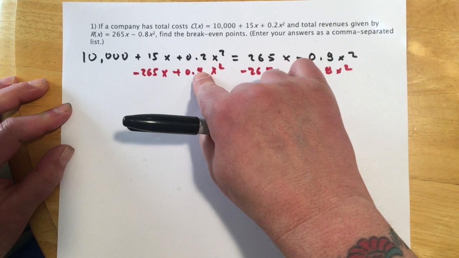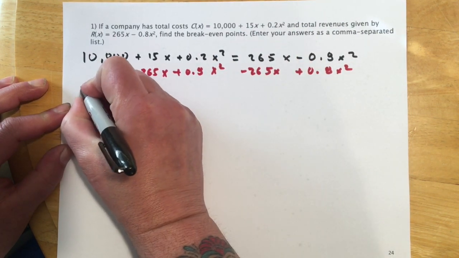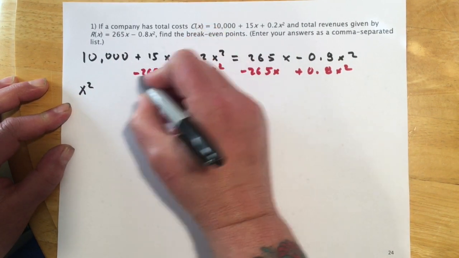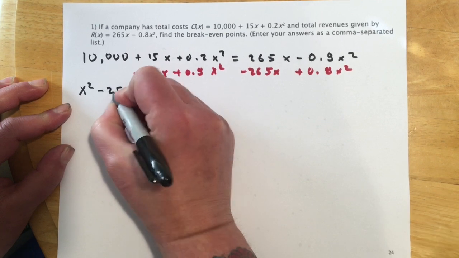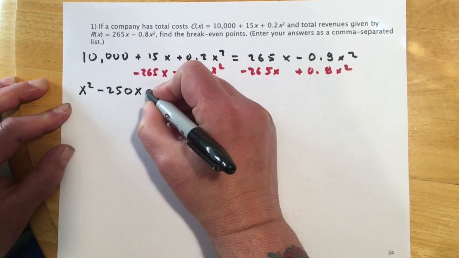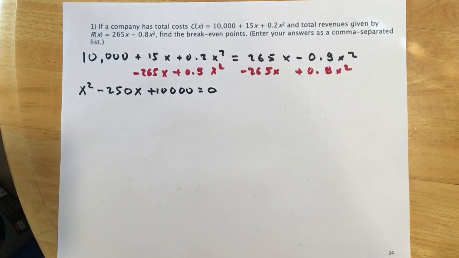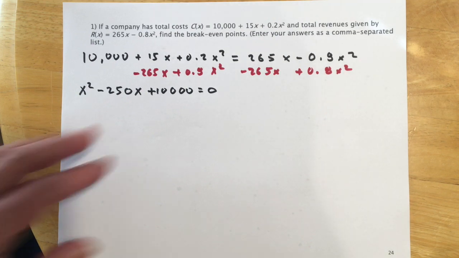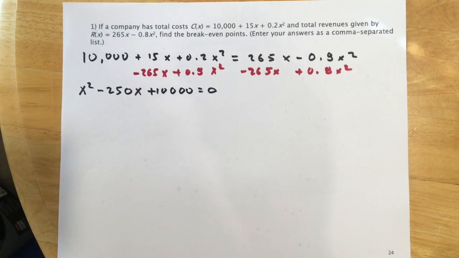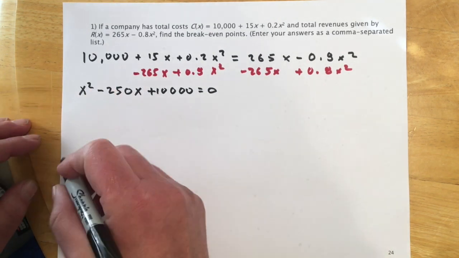So 0.2 and 0.8 would make 1x squared. 15 minus 265 would be minus 250x. And then plus 10,000 equals 0. So this one does actually factor, but it's not the easiest thing to see how to factor. So probably the better bet is just to throw it in the quadratic formula.